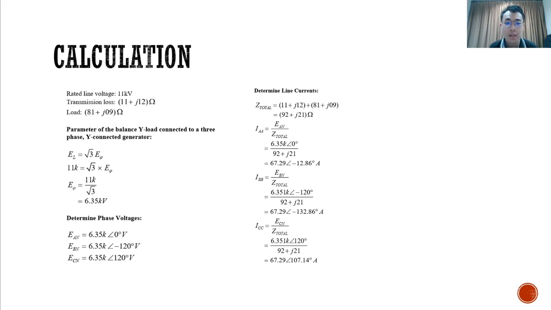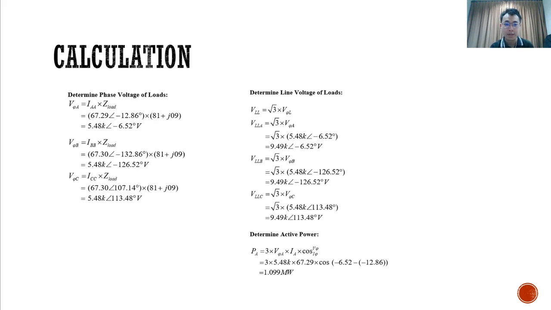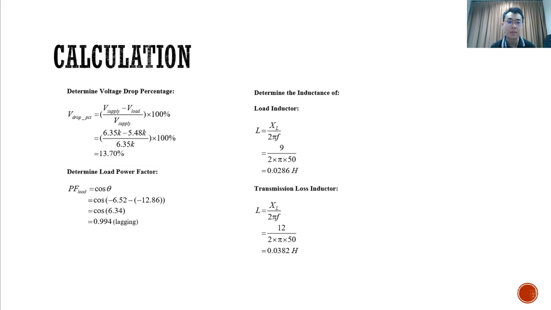In the calculation part, we calculate the parameters of the balanced Y load connected to a 3-phase Y-connected generator. We determine the phase voltage, the line current, the phase voltage of the loads, the line voltage of the loads as well, the active power, the voltage drop percentage, the load power factor, and lastly, the inductance of the load inductor and transmission loss inductor, which are used in constructing the circuit in PSIM software. Let me show you the PSIM circuit.